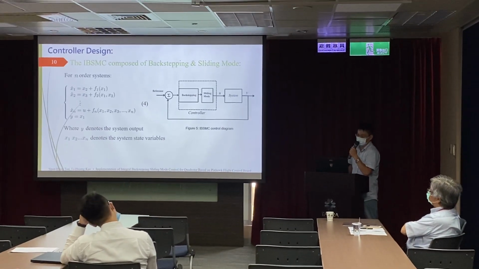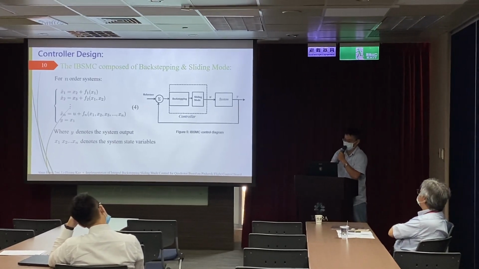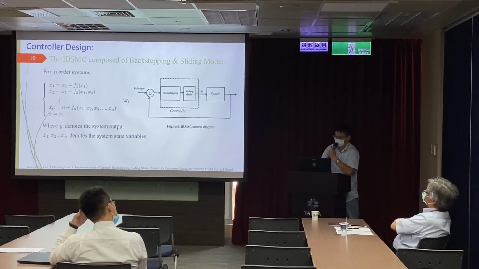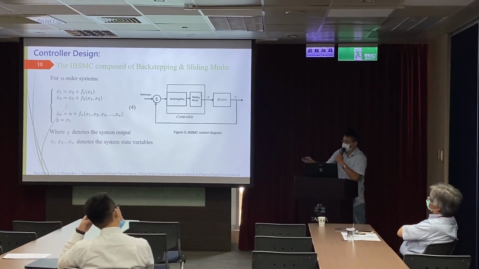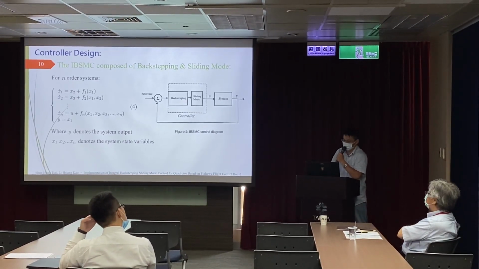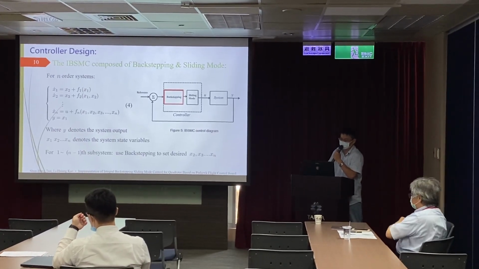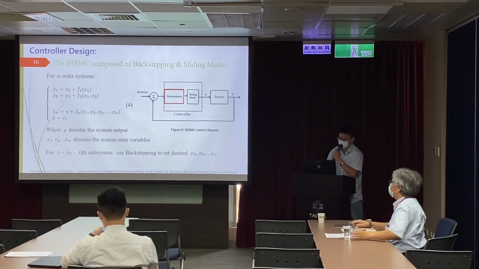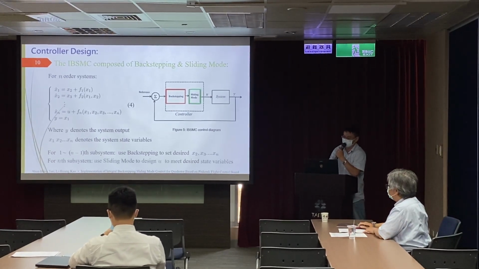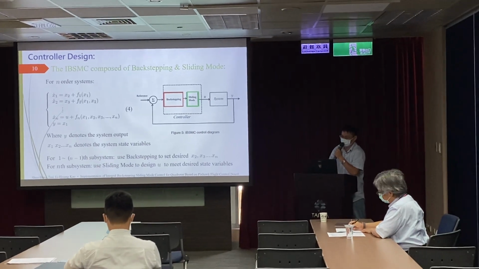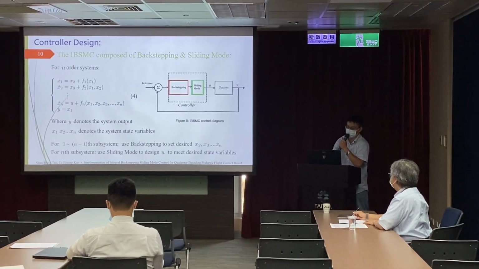The IBSMC is composed of backstepping and sliding mode controller as shown in figure 5. And for the systems in equation 4, use backstepping for the subsystems 1 to n-1 first to set their desired state variables. For subsystem n, use sliding mode to design the controller to meet the desired state variables.